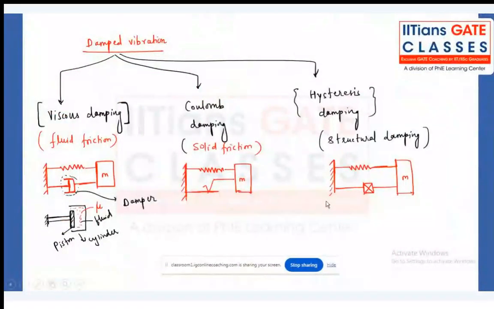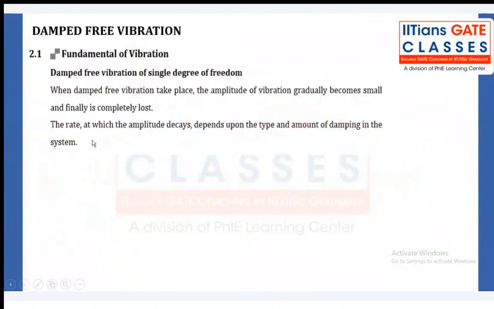Not on the damped vibrations here. Hold on. The fundamental of vibrations. Not on this slide. Very important. Fundamental of vibrations: the damped free vibration of a single degree of freedom system. When damped free vibration takes place, the amplitude of the vibration gradually becomes small and finally is completely lost. The rate at which the amplitude decays depends on the type of damping and the amount of damping in the system.